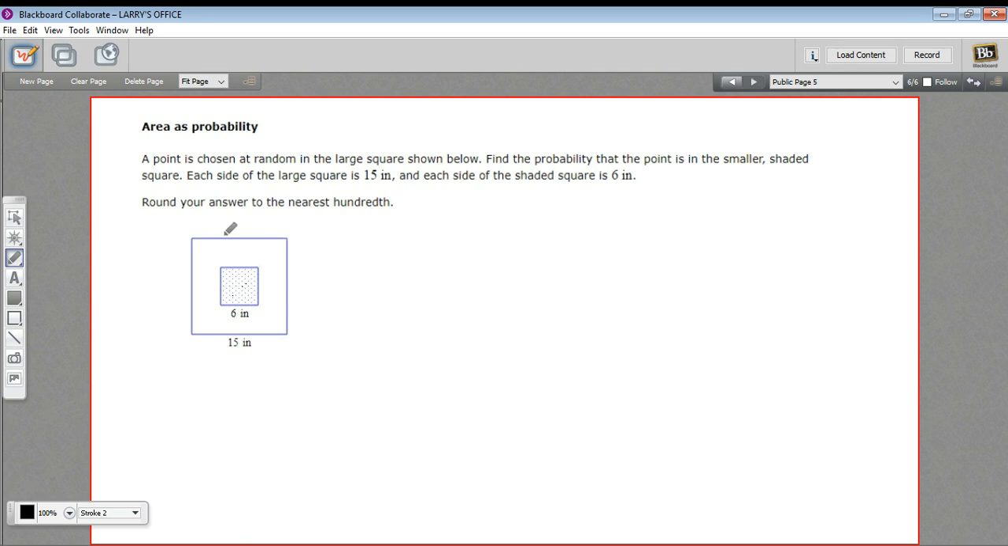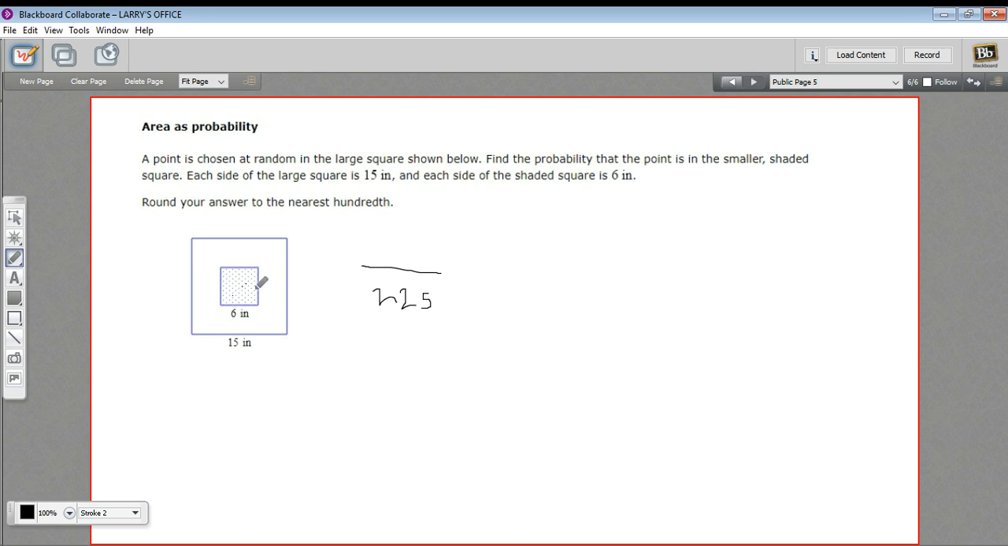Well, when we do probability, we put the chance of the thing we want on top and the total chances of the thing on the bottom. In the case of an area, we're going to put the area of the thing we want on top and the total area on the bottom. The total area is 15 by 15. So we just need to multiply 15 times 15. That's 225. So we'll put that on the bottom of our fraction.